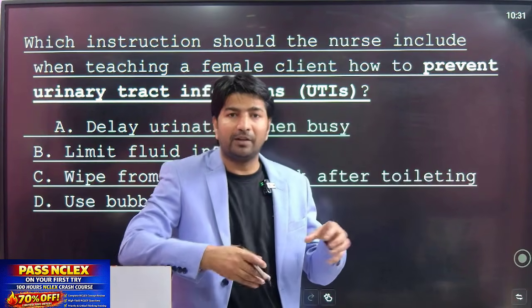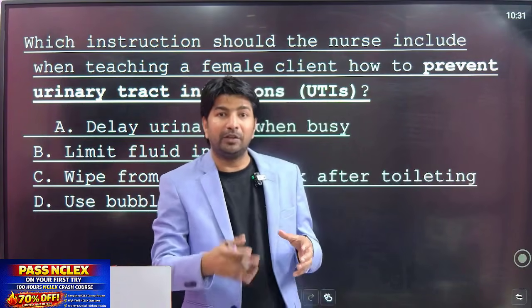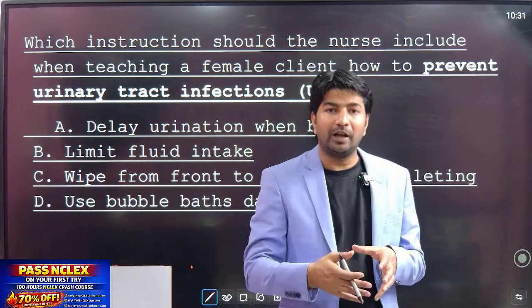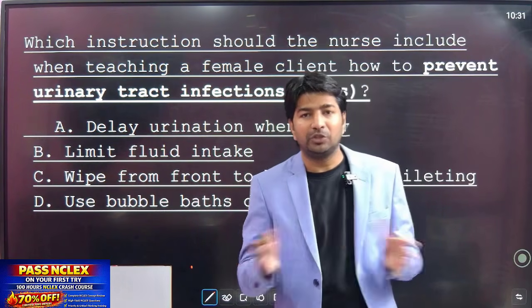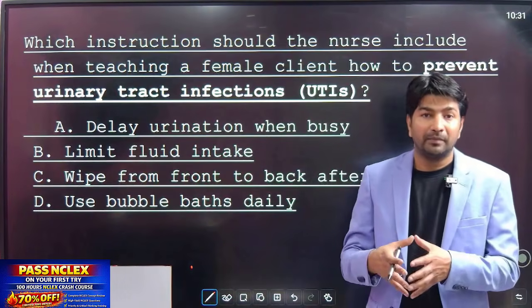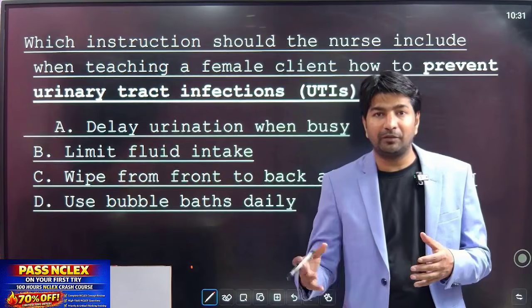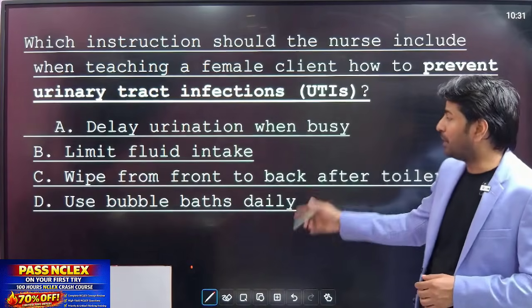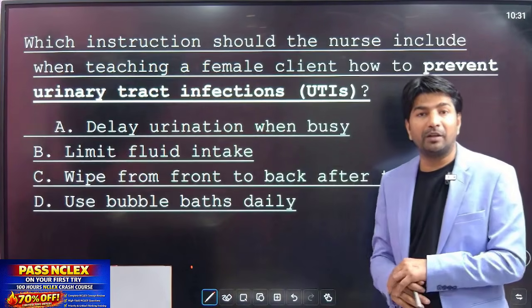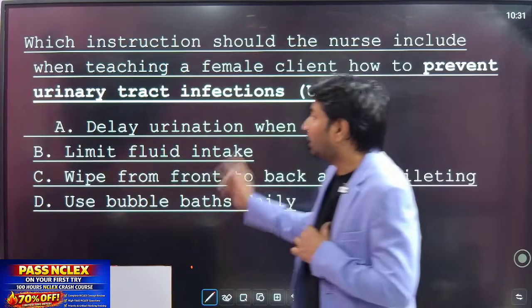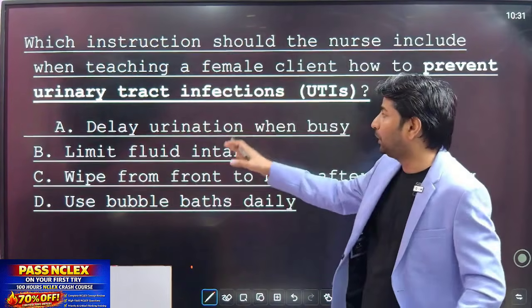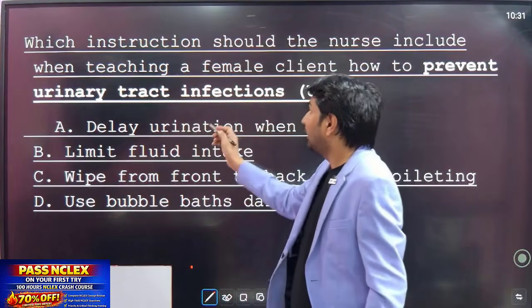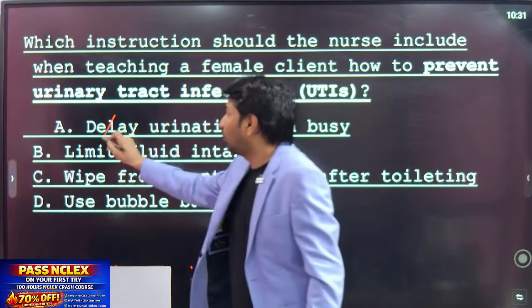When urine leaves the bladder, it flushes out any bacteria entering, like E. coli, so the chances of a UTI will be lower. But if you hold it for a long time, the duration of the flush and the frequency of the flush will be reduced. Because of this, E. coli will travel back up and enter the bladder, and the chances of a UTI will increase. So we never tell the patient that they should hold their urine or delay urination. So this first option doesn't prevent a UTI, and this will be our wrong answer.